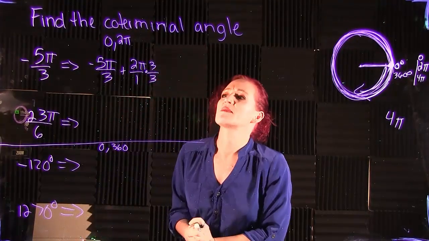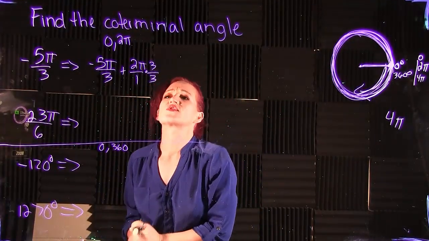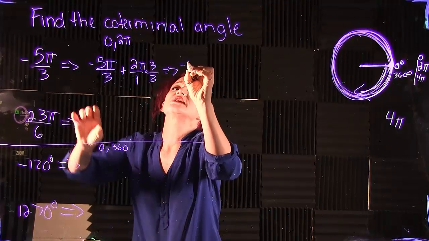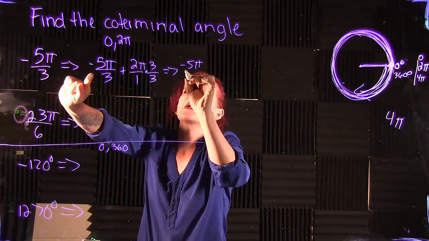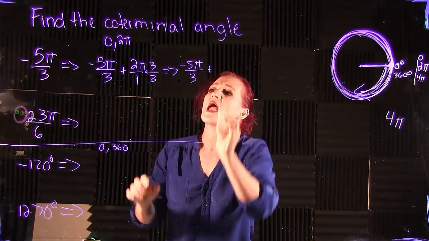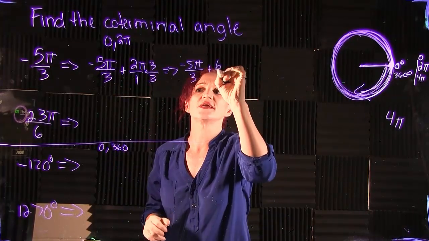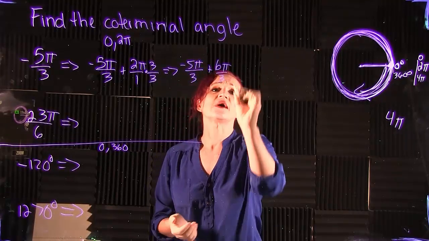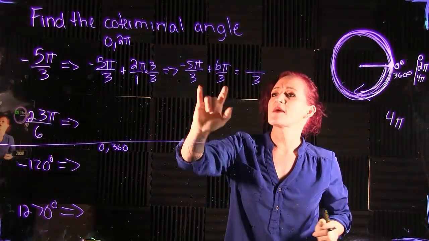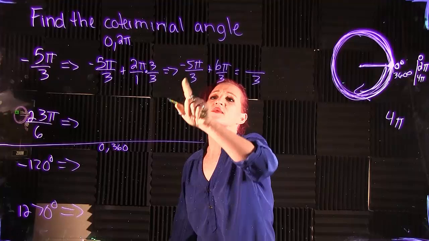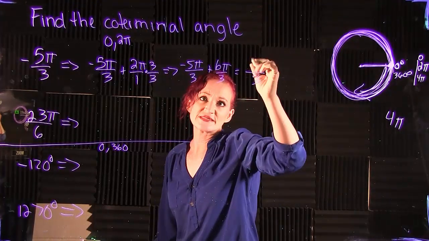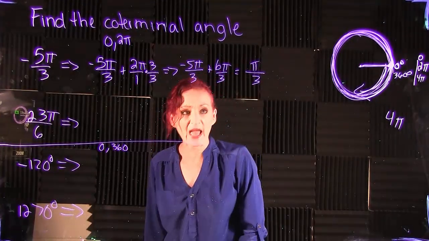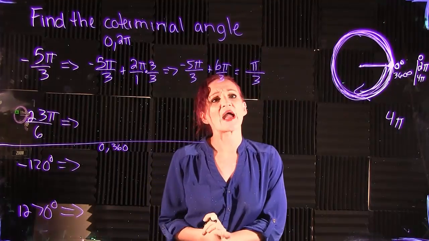So I'm going to multiply this one by 3 over 3 here. I'm going to move over the negative 5 pi over 3. And we converted 2 pi over here to 6 pi over 3. Go ahead and add this up. Now that we have common denominators, our denominators are 3. Our numerator, negative 5 pi plus 6 pi is 1 pi. We are left with pi over 3.